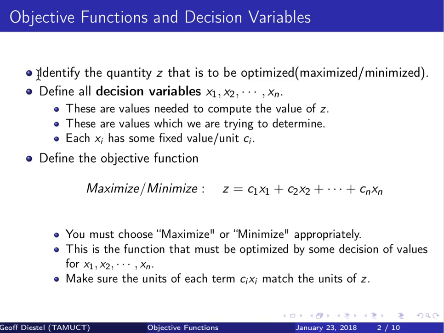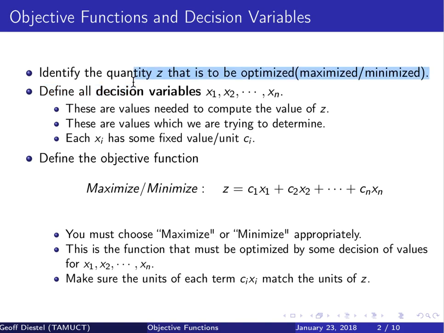So basically, start off by identifying the quantity z to be optimized. This is going to be like a profit if we want to maximize profit, or a cost if we want to minimize cost, but it could be one of many different things that we could try to maximize or minimize. z is just a label I'm using for this total quantity that we want to optimize.